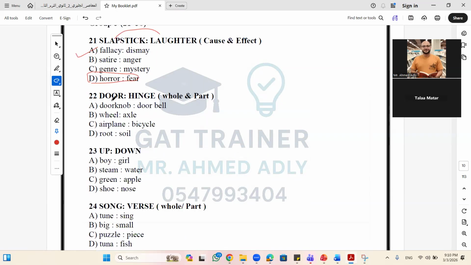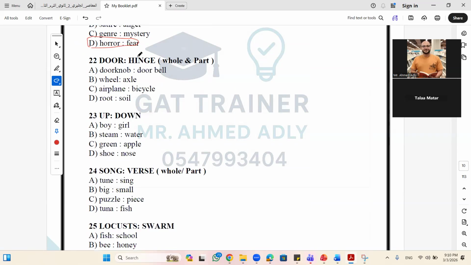All right. Door and hinge. A door swings on the hinge. Door and a hinge is going to be root and soil. Root and soil. So what is it? We said this is whole and this is part. So root, is it the whole here? Nope. So wheel and axle. This is the wheel, you see, and this is the axle here, right? Yeah. Wheel and axle here.